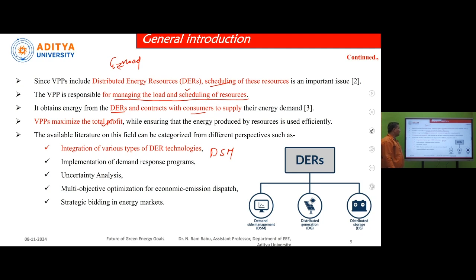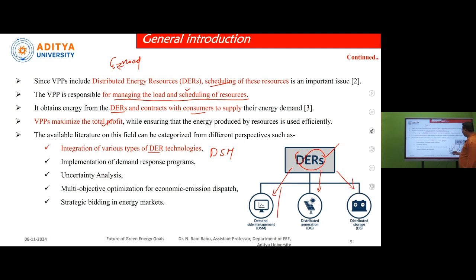The first one is integration of various types of DER technologies. How can these DER technologies be integrated with our existing power system? So first, DER technology means, as I have told, wind system, solar system, thermal power plant, biogas, biomass, all these kinds of power plants. In this, the first topic is demand side management, the next one is distributed generation, and the third one is distributed storage. Now let us go through them one by one.